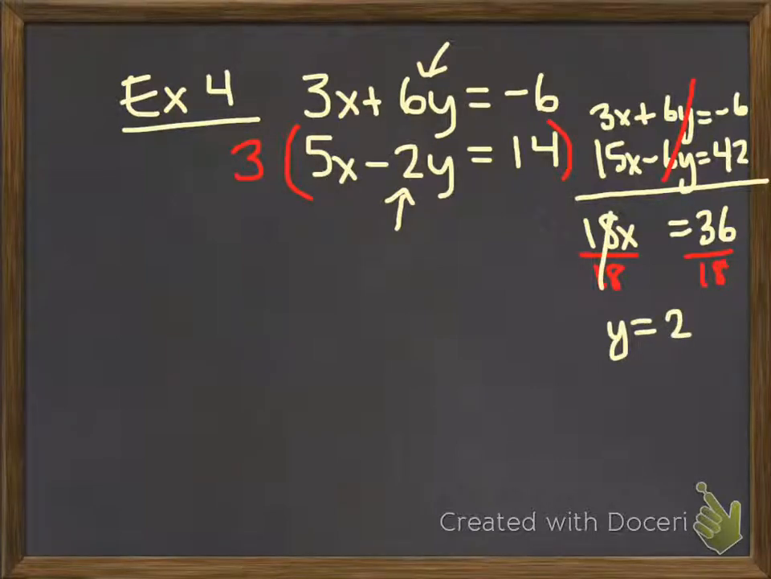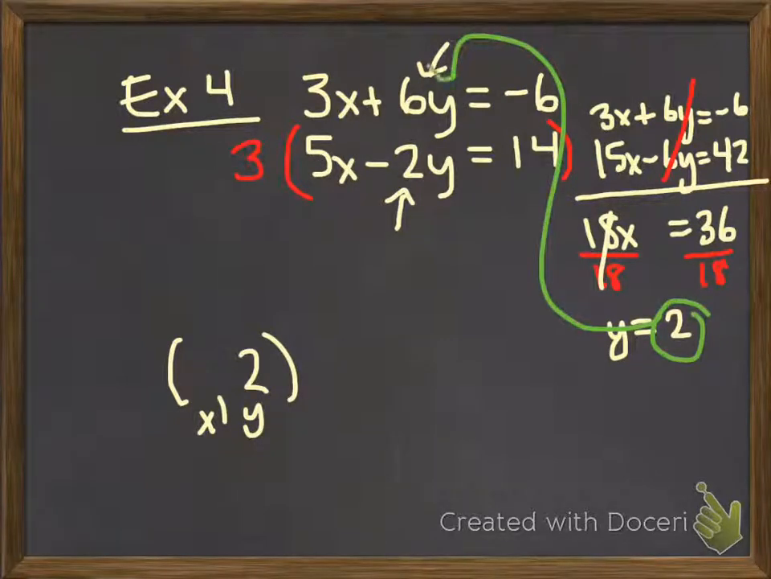Okay, so that gives me my y coordinate. I need the x coordinate. So now I'm going to take it and plug it in, let's plug it into here. Alright, so now we have 3x plus 6 times 2. So 6 times 2 is 12. Equals negative 6.